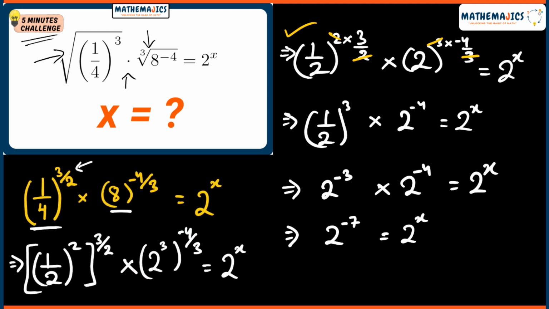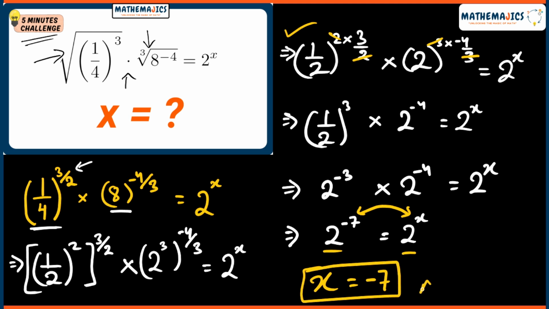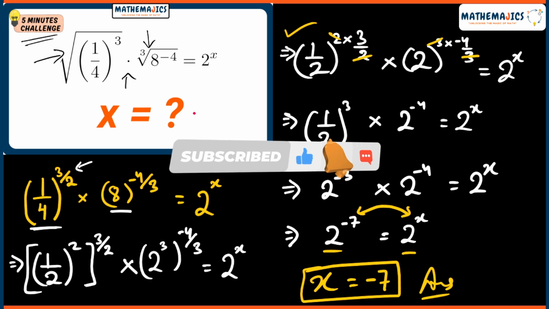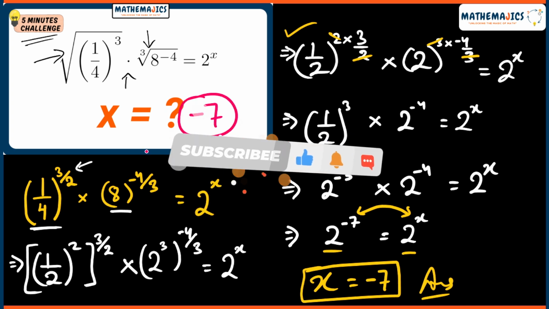Now since the base is same, the powers must be same. Yes. So we will get x equals to negative 7. This will be our final answer. So what we need to find here, we need to find the value of x, and this value of x is negative 7.